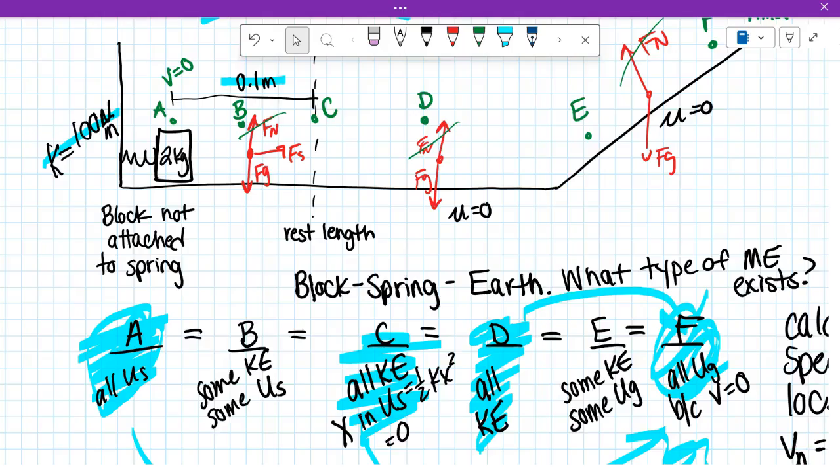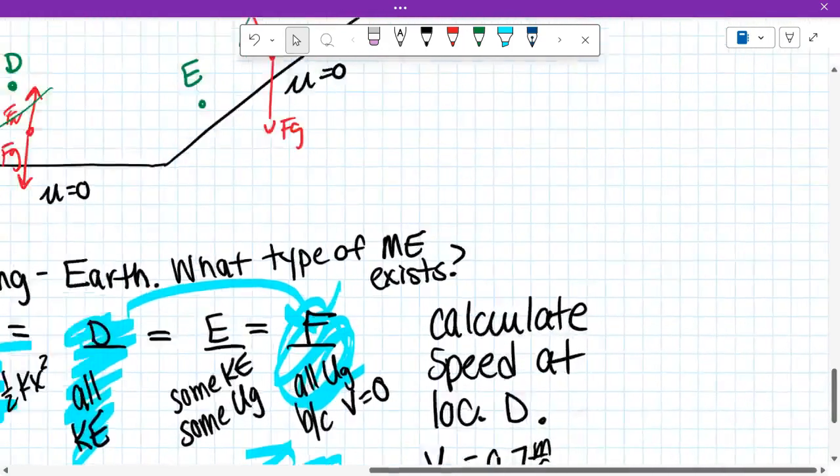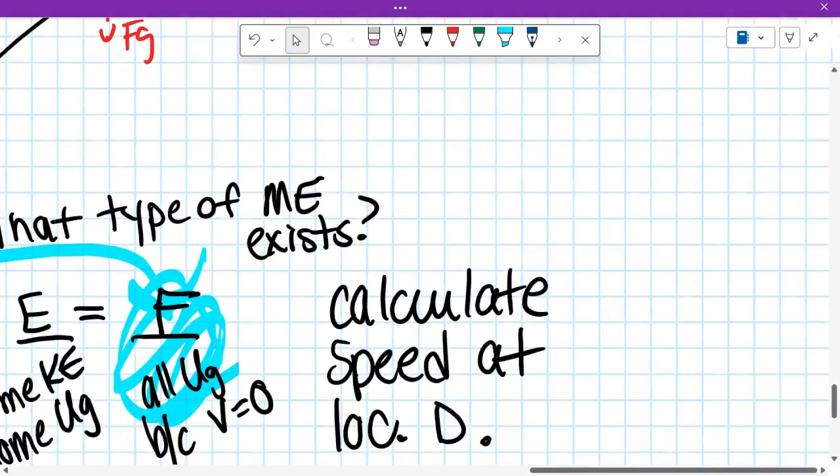Now, because I defined my system so well, we're going to have conservation of mechanical energy because there are no other forces that could do work. If there was friction, we would certainly have work done, and I couldn't put all those equal signs you see there. So then the next thing I would like you to do is try to calculate the speed at location D. So that's after we've released from the spring. So pause and calculate the speed at location D.